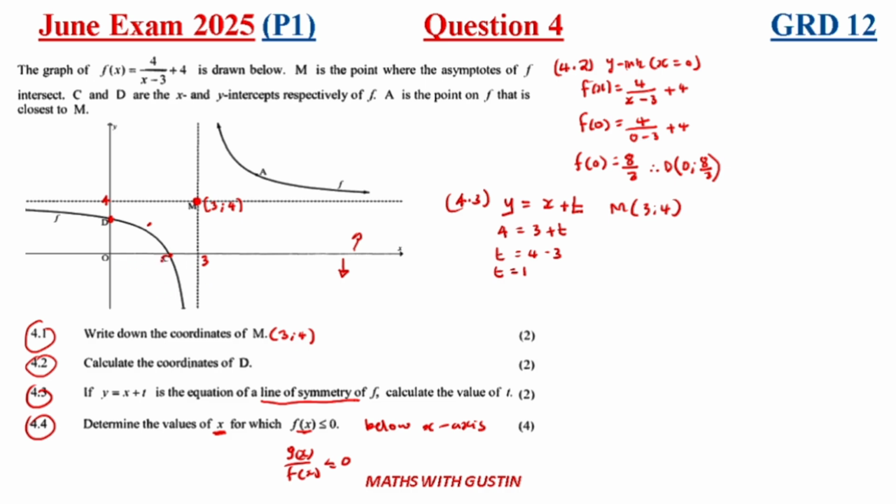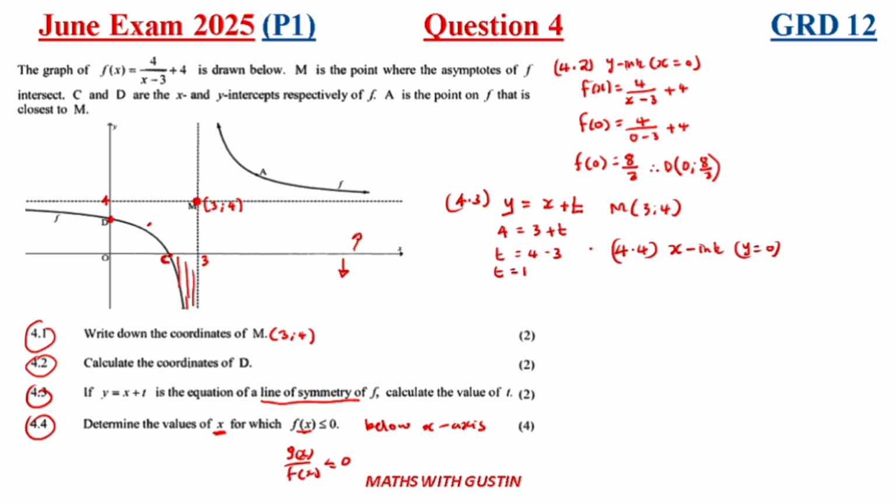It starts here at this point C, going down here. It is below the x-axis when you start here, when it cuts at C. But we don't know the coordinates of C. So in order for us to express this, we need to know the coordinates of C. So we'll come here and say, okay, now 4.4. C is the x-intercept. So we get it when y is equal to 0.